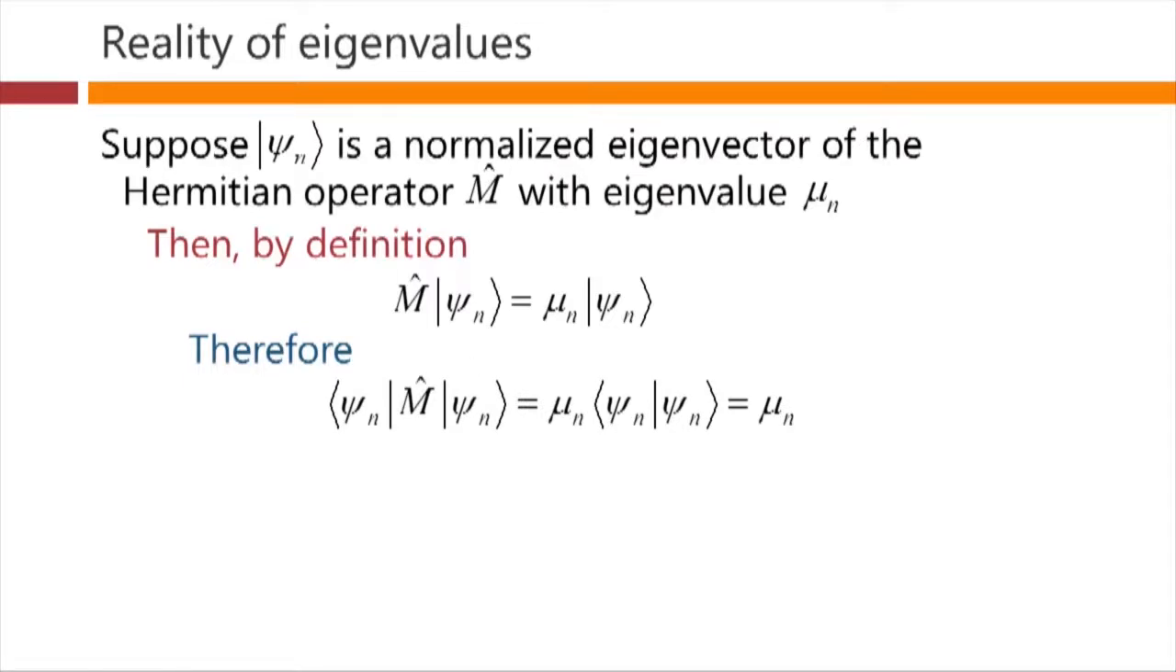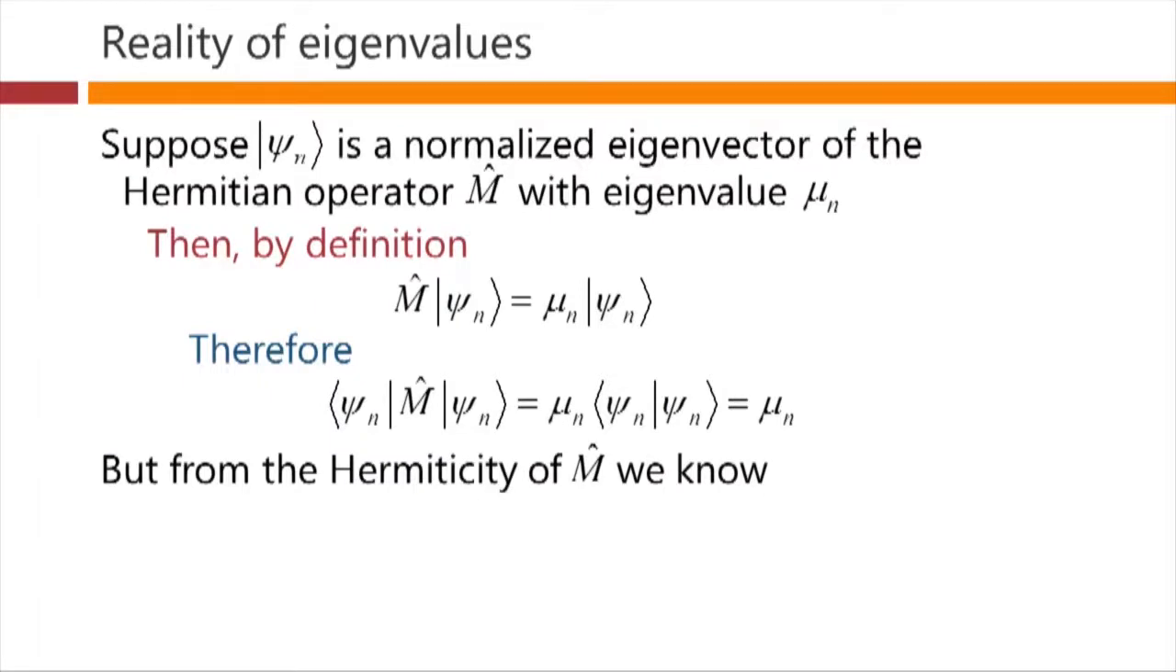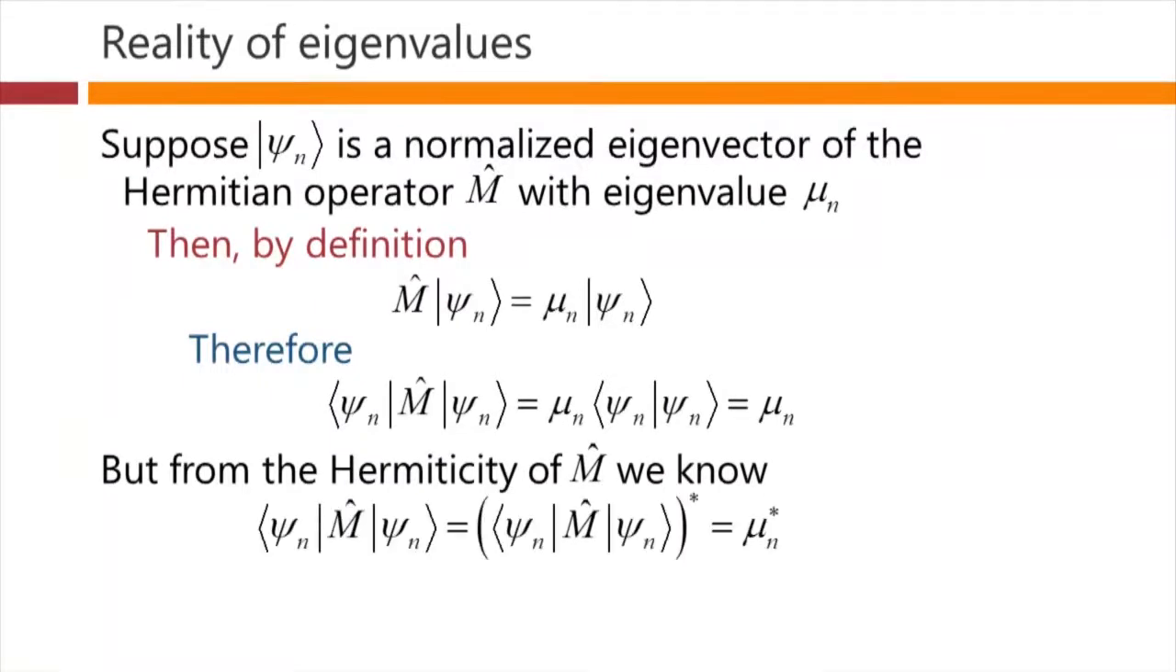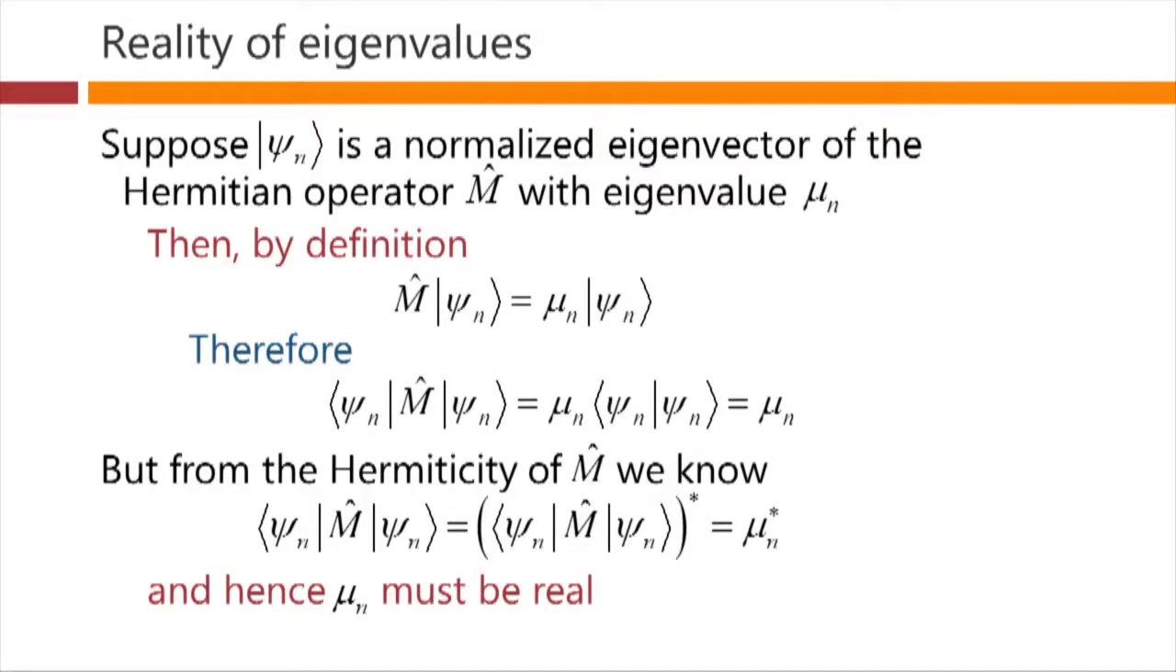Therefore, if we pre-multiply by psi n on both sides, then on the right-hand side we just end up with mu n times psi n psi n, which is just mu n. But from the Hermiticity of m, we know that this must equal this complex conjugate here. This complex conjugate on its own, of course, is just mu n star. It's just the complex conjugate of this. So therefore, we've proved that mu n has to equal its own complex conjugate. So mu n must be real.